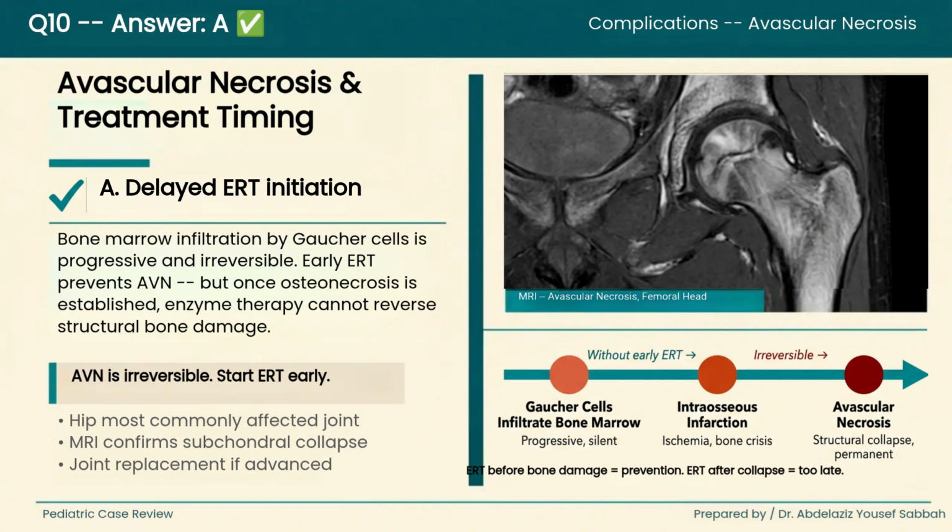Bone marrow infiltration by Gaucher cells is progressive, and once structural damage occurs, it is irreversible. Early enzyme replacement therapy can prevent avascular necrosis, but once osteonecrosis is established, enzyme therapy cannot reverse the structural bone damage that has already happened. The hip is the most commonly affected joint. Magnetic resonance imaging confirms the subchondral collapse, and joint replacement may be required in advanced cases. The central message is that avascular necrosis is irreversible, so starting enzyme replacement therapy early is essential to prevent it.